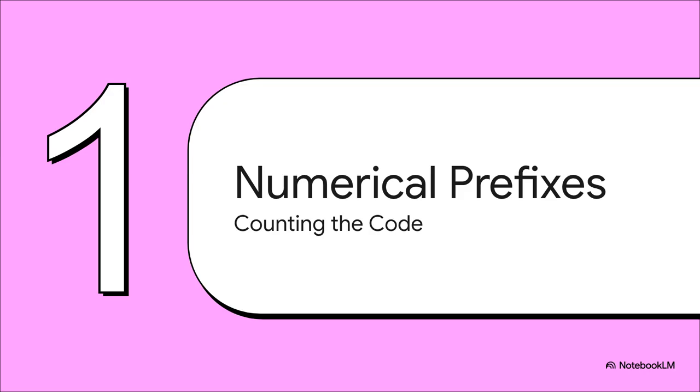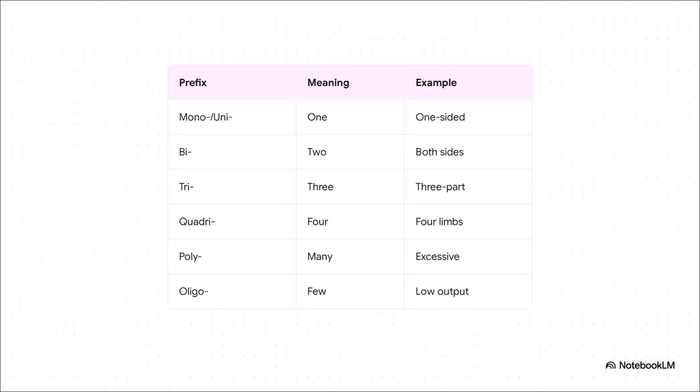Section 1. High-yield numerical prefixes, counting the code. So these prefixes are all about signaling how many or how much. Mono and uni mean 1, bi is 2, like bilateral. Tri and quadri are 3 and 4, pretty straightforward, right? But pay really close attention to poly, which means many or excessive, and oligo, which means few or deficient.